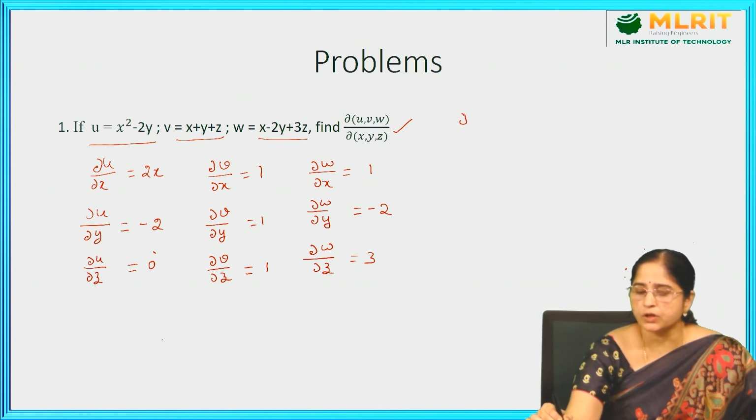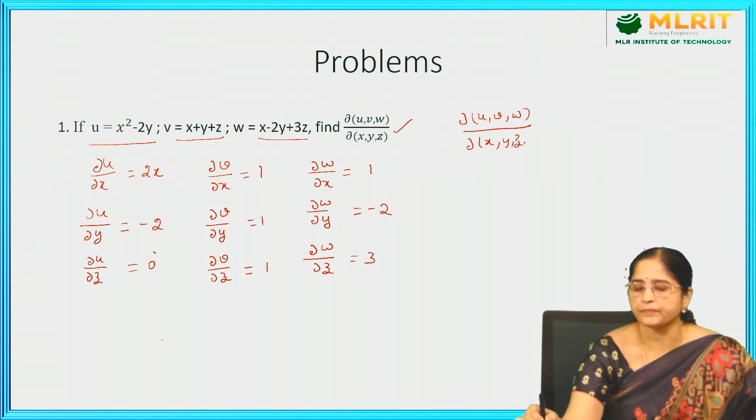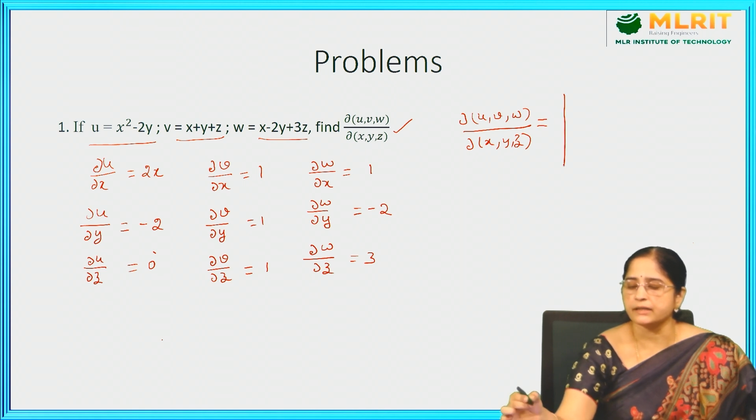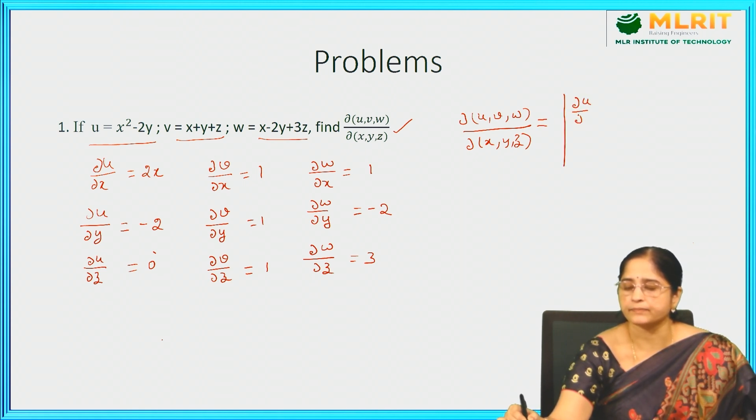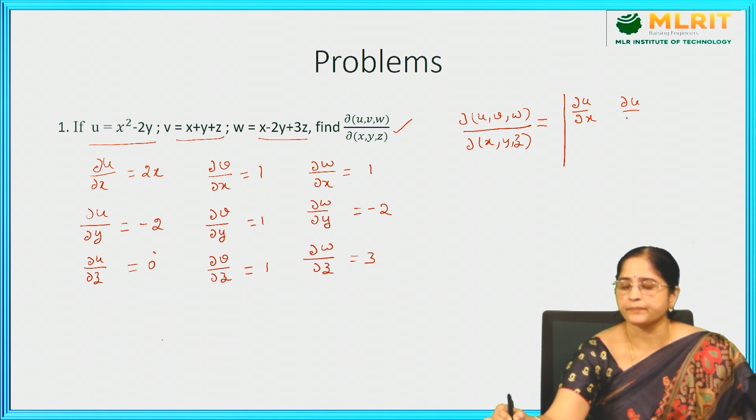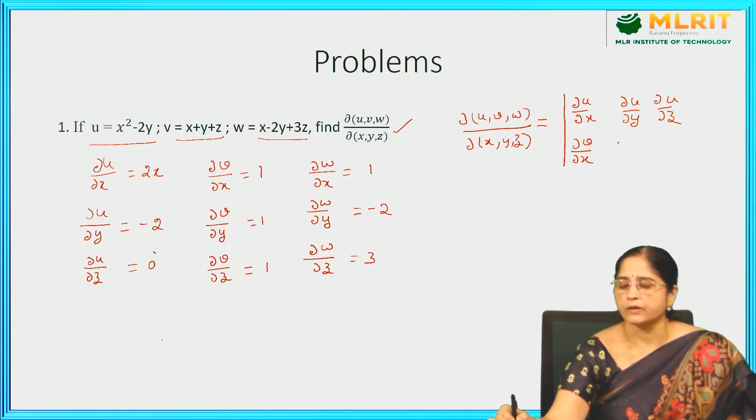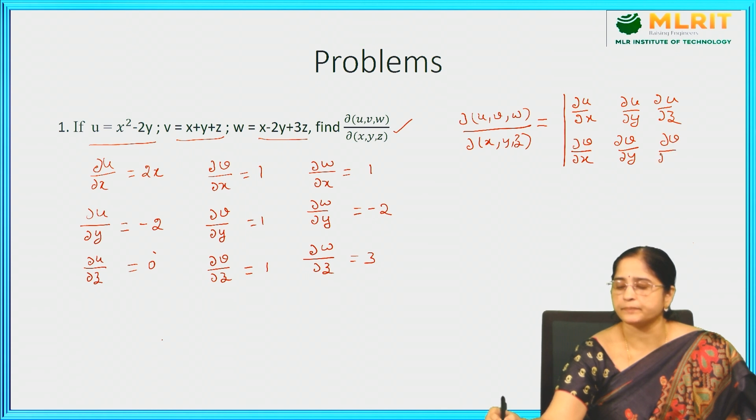So the definition of Jacobian is ∂(u,v,w)/∂(x,y,z) equal to the determinant of ∂u/∂x, ∂u/∂y, ∂u/∂z, ∂v/∂x, ∂v/∂y, ∂v/∂z, ∂w/∂x, ∂w/∂y, ∂w/∂z.